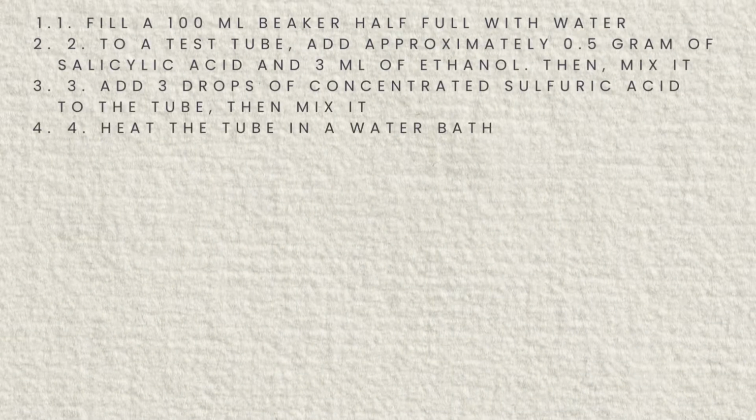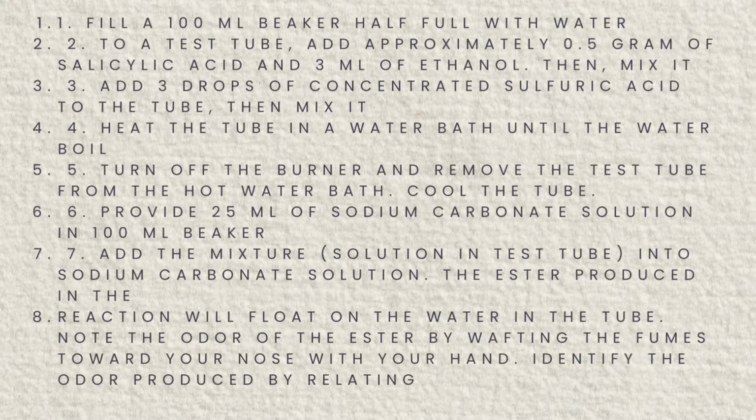Procedure B. Fill a 100 ml beaker half full with water. To a test tube, add approximately 0.5 gram of salicylic acid and 3 ml of ethanol. Then mix it. Add 3 drops of concentrated sulfuric acid to the tube. Then mix it. Heat the tube in a water bath until the water boils. Turn off the burner and remove the test tube from the hot water bath.